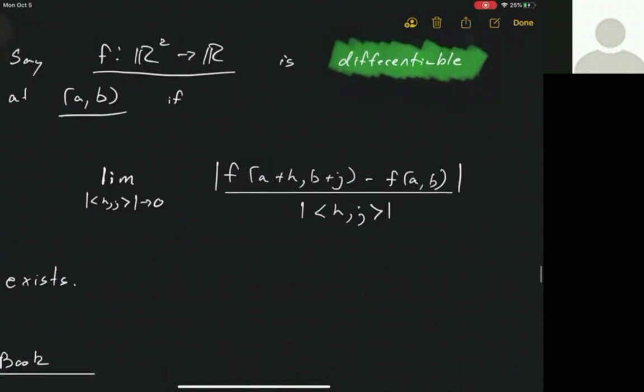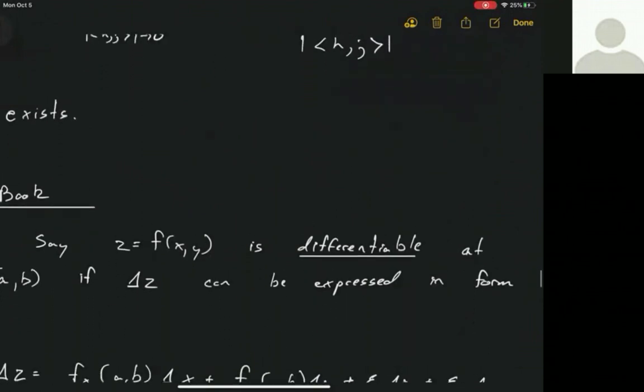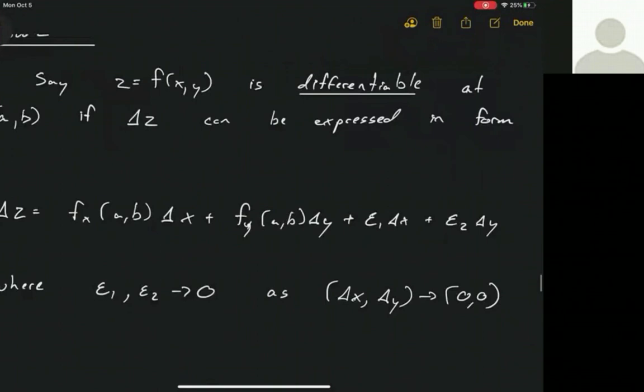And this is saying a lot. This is saying more than just partial derivatives exist. So this is a lot stronger. Now let's see how the book phrases it.